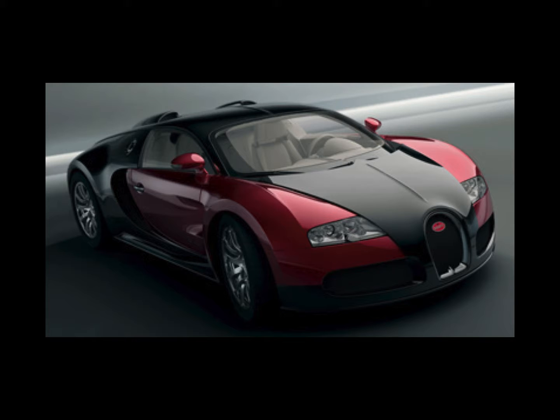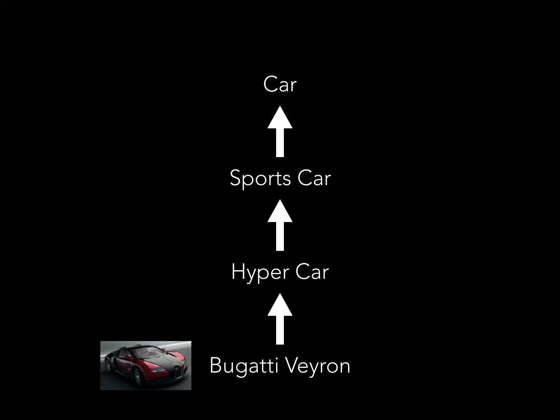Turning now to the issue of ontology. Consider a sports car, more specifically, a Bugatti Veyron. The Bugatti is a kind of hypercar, which is a kind of sports car, which is a kind of car, and so forth. These relationships are hyponyms, which correspond to the notion of generalization in object-oriented design.